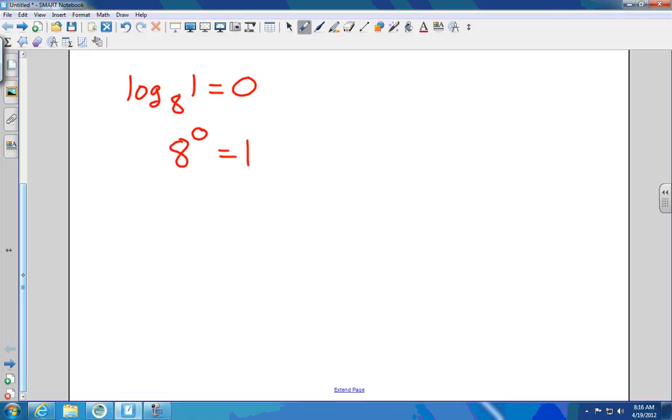So log base 2 of 1 over 16 equals negative 4. So what would your base be for this one? 2 to the what? Negative 4th equals 1 over 16. And yes, that is true. 2 to the negative 4th is 1 over 16.